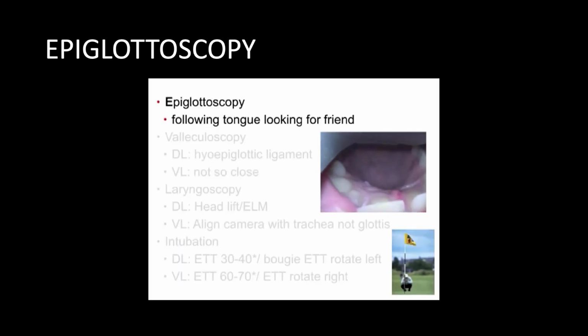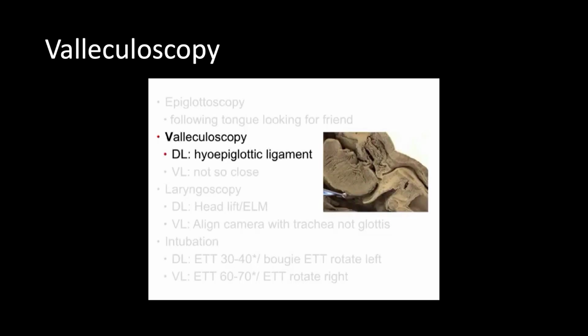Here's a video showing a nice, slow, gentle RSI where the operator here is slowly walking the laryngoscope down the back of the tongue and slowly walking until the epiglottis is visualized. The big floppy structure, that's going to be your first major marker that you're in the right anatomical space to expose the vocal cords. The next is valleculoscopy.